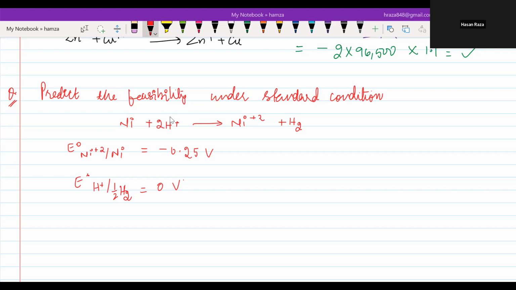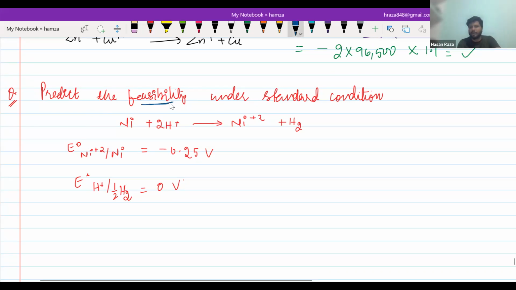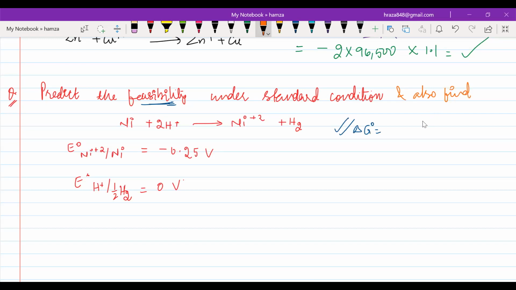You just need to calculate. You just need to tell me whether the cell is feasible or not. And for calculating feasibility, you just need to check the sign of delta G naught. Okay. I'm going to write here one more step: also find or calculate delta G naught.